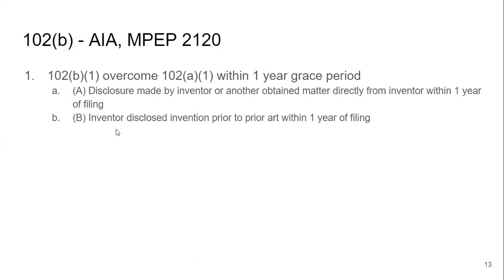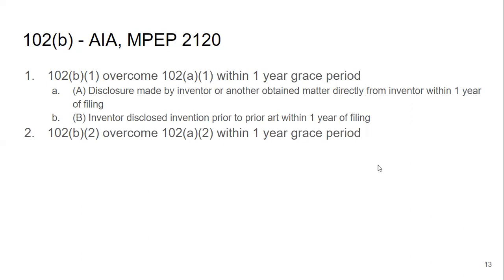And then if the inventor disclosed the invention prior to the prior art within 1 year of filing, right? So they disclosed it in January, filed the next January, but there was an intervening prior art in March or something, then the inventor can establish, hey, no, I actually did disclose it within a year of filing, and before this application, but sometimes that can't be overcome. So then 102(b)(2) overcomes 102(a)(2).